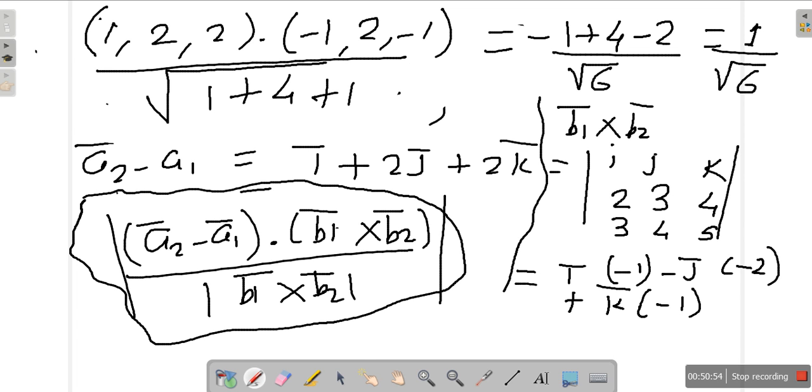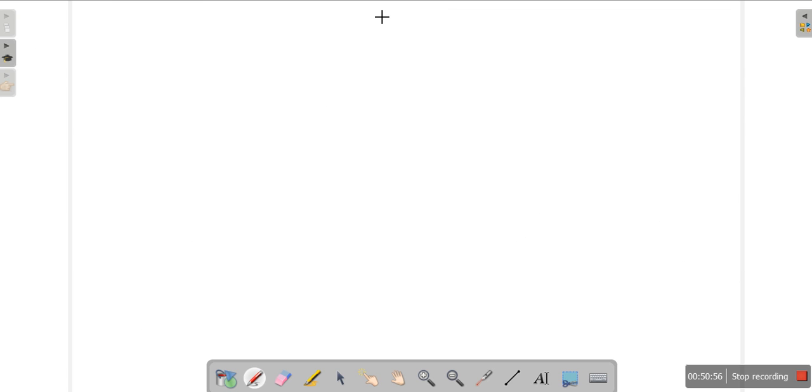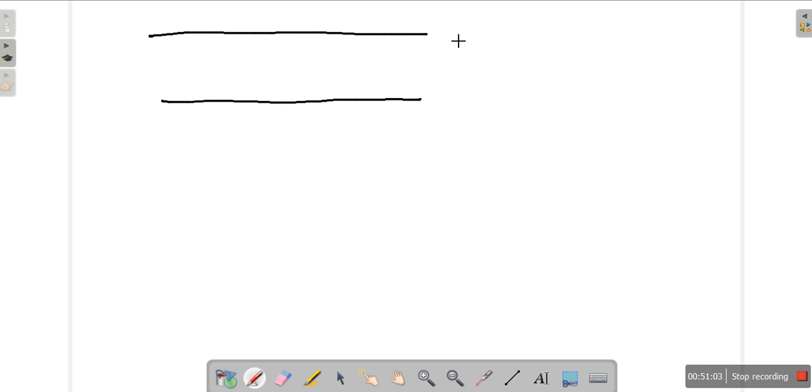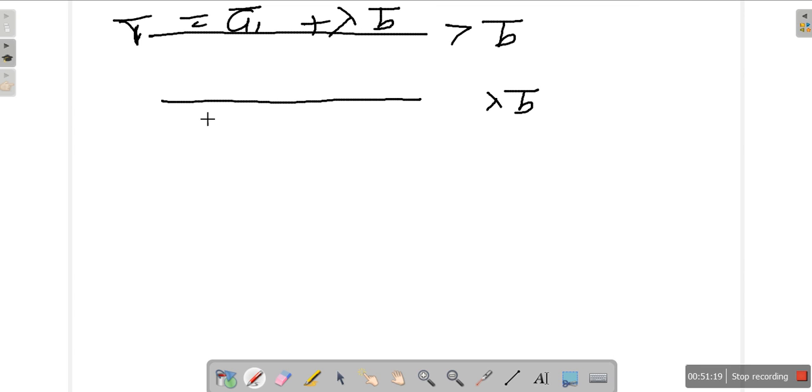Now let us see what if the lines are parallel. If the lines are parallel, then their b bar will be same, because since the lines are parallel, a vector along this line and vector along this line will be proportional, so it will be same. So the first line can be written as r bar equal to a1 bar plus lambda b bar. The second line can be r bar equal to a2 bar plus lambda b bar, but b bar will remain same.